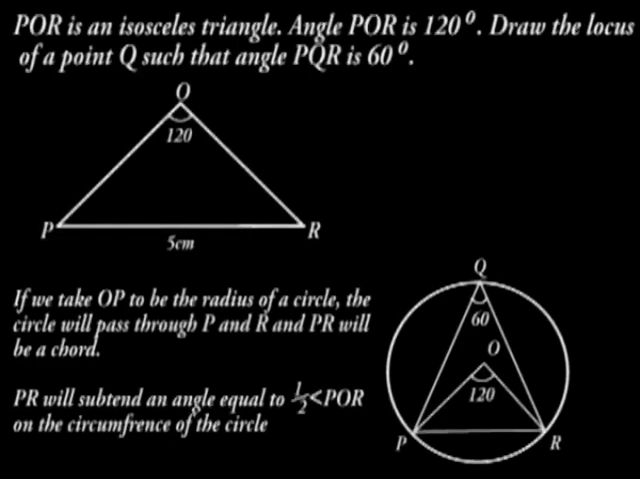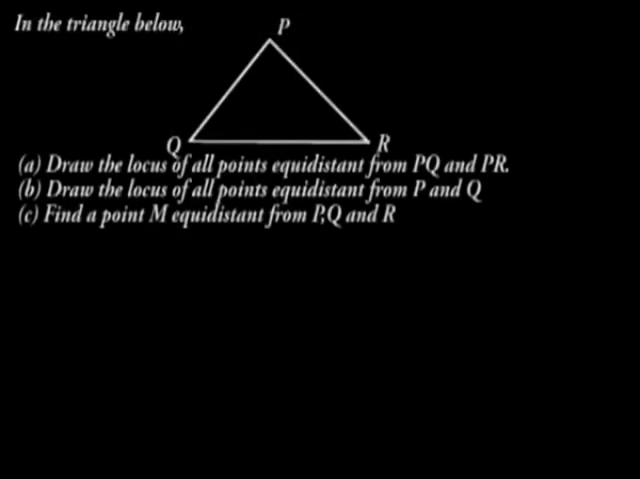Example 2. In the triangle below, A. Draw the locus of all points equidistant from PQ and PR. B. Draw the locus of all points equidistant from P and Q. C. Find a point M equidistant from P, Q, and R.